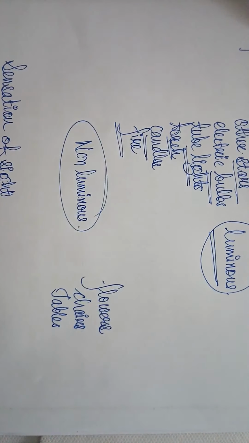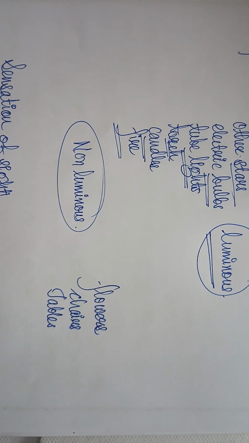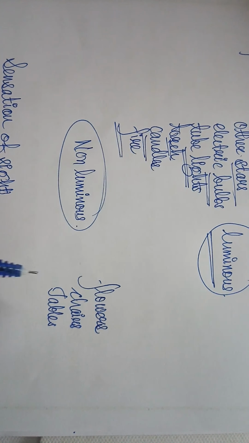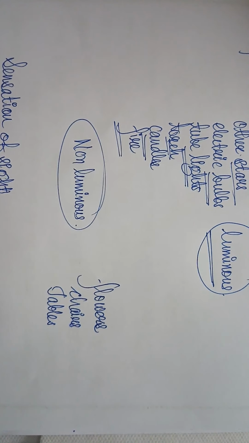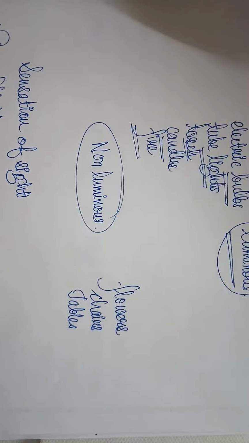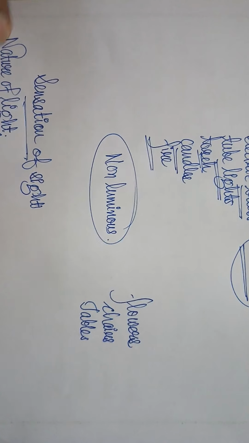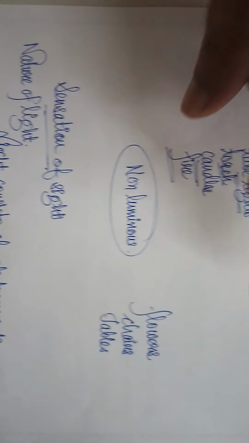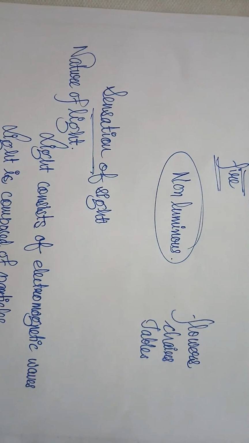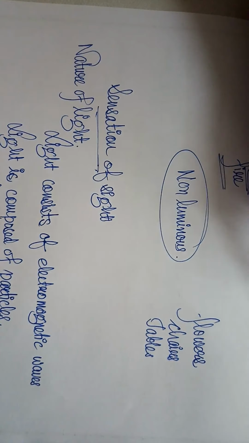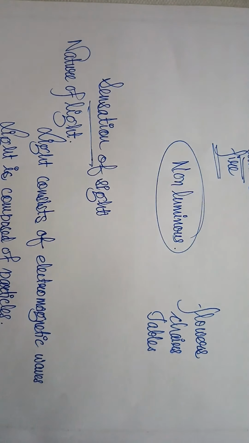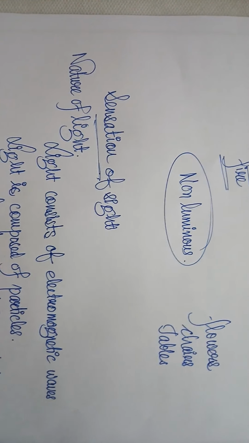Now we have understood that light is a form of energy which causes the sensation of sight. Now we have to discuss the nature of light. What is the nature of light? There are two theories about the nature of light. One is the wave theory and another is the particle theory.